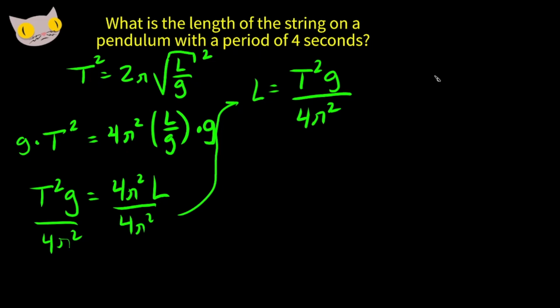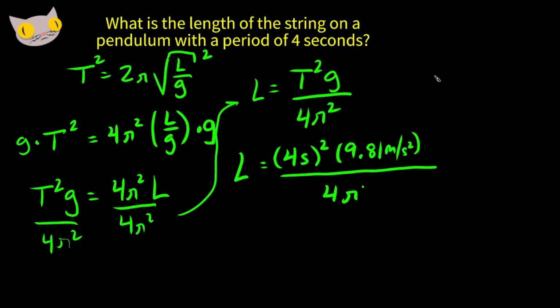Now that we have our formula for length, let's plug and play. So we have length is equal to 4 seconds squared times 9.81 meters per second squared over 4 pi squared. And if you type that into a calculator, you'll see that the length is going to be about 3.98 meters.